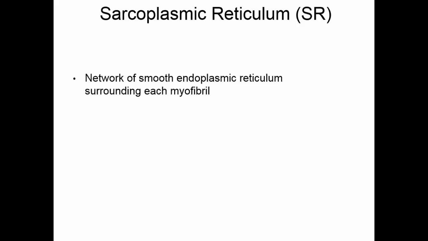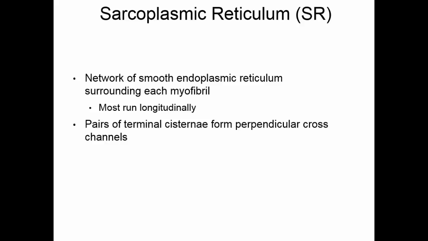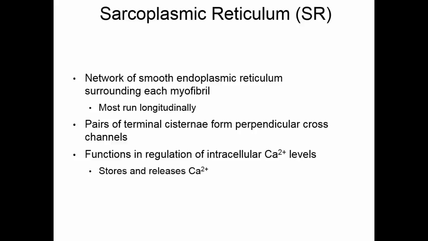The sarcoplasmic reticulum, what we used to call the endoplasmic reticulum, is a network of smooth endoplasmic reticulum that surrounds each myofibril. Most of these run longitudinally in between the myofibrils. There are pairs of terminal cisternae, that is, there are places where this kind of pools out, almost making like foot-like projections that will stick to each other, and these will form perpendicular cross channels in the sarcoplasmic reticulum. The sarcoplasmic reticulum helps regulate intracellular calcium levels. Most of the cellular calcium is stored in the sarcoplasmic reticulum and released when necessary to allow for muscle contraction to occur.